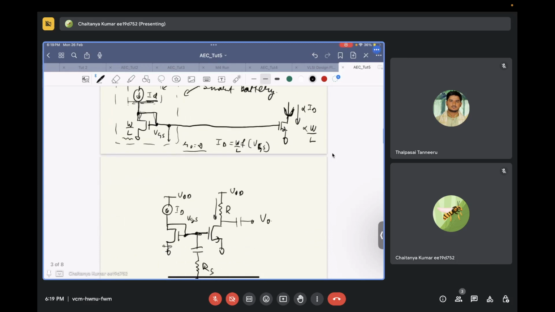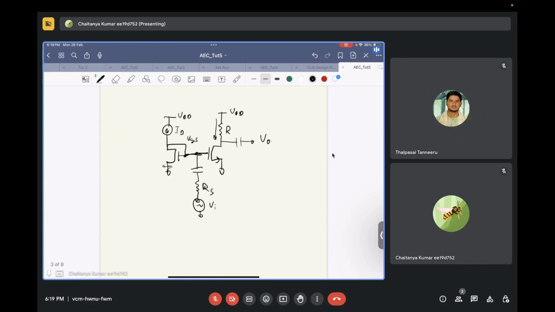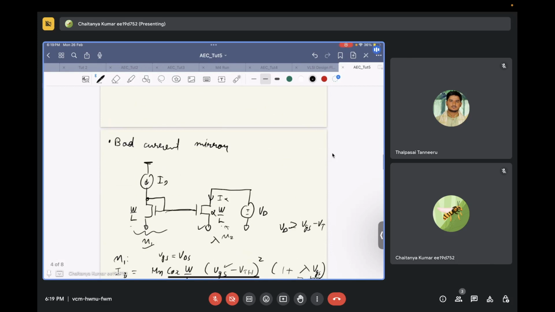Do you understand? Yes, sir. So basically, this was the biasing technique that we saw was robust against your PVT variations, and hence was better to use. So after that, once we understood why we need a current mirror, we were discussing what is a bad current mirror.